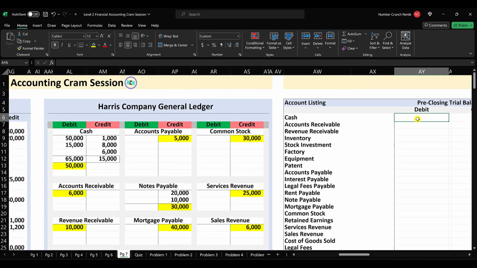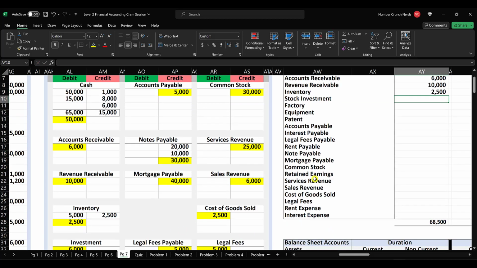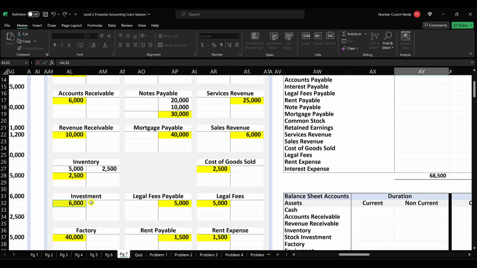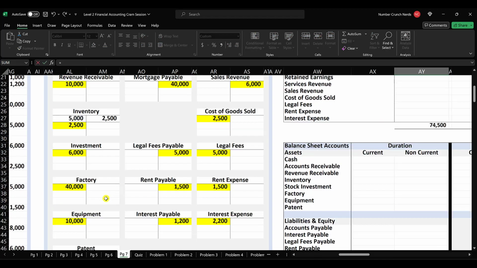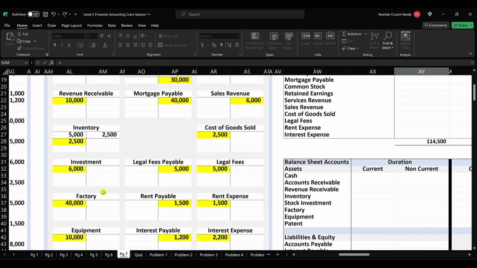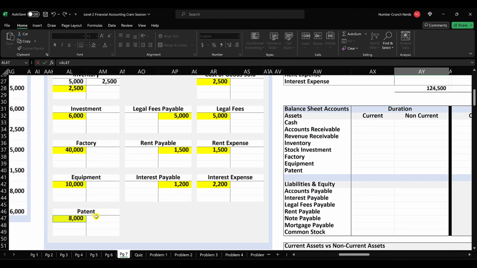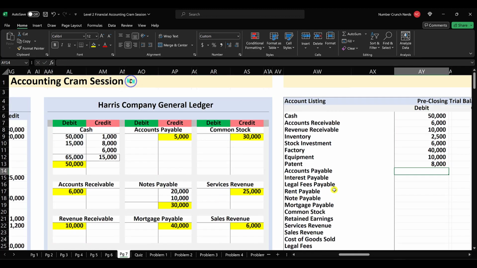So I'm going to start right here. I'm going to grab cash. The cash balance is $50,000. I'm going to grab accounts receivable. I'm going to grab revenue receivable. Those are all debits. I'm going to grab inventory and put it right over here in my trial balance. I'm going to grab stock investment, $6,000. I'm going to grab factory, $40,000. I'm going to grab equipment, $10,000. What's next? Patent. I'm going to grab that. That's $8,000.